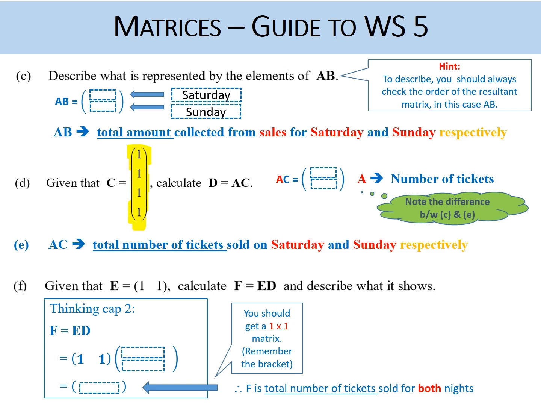Now take a look at F and E. For E, you have to mention Saturday and Sunday respectively, whereas for part F, it is for both nights. So this is how you differentiate using the keywords. Hopefully with this, you get to understand a little bit better.